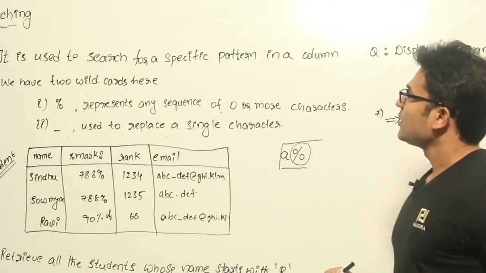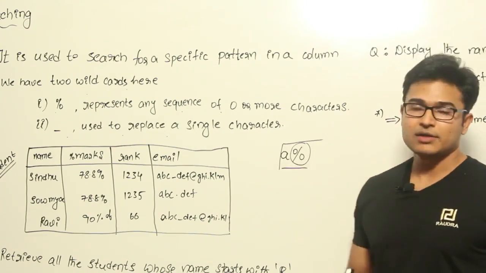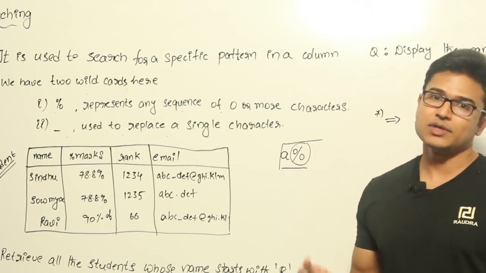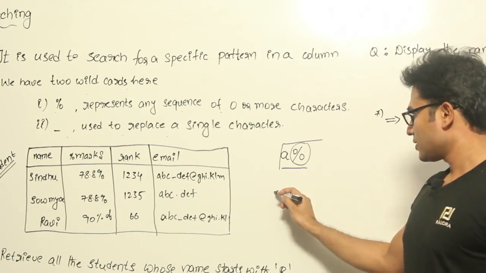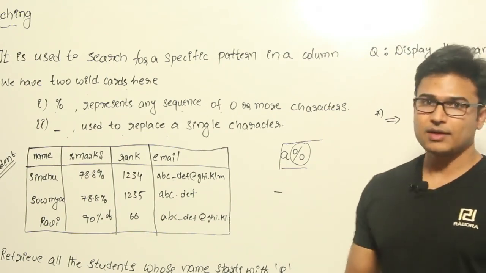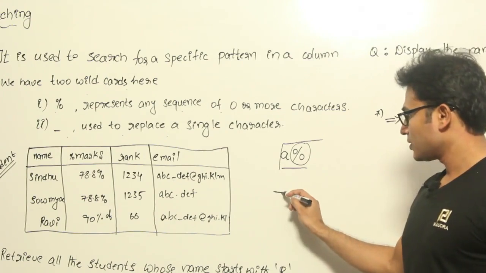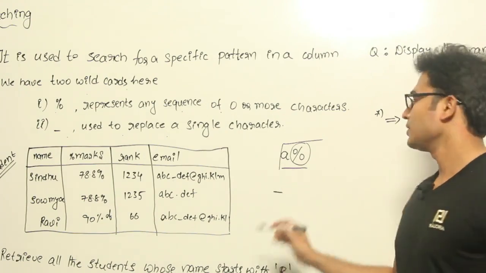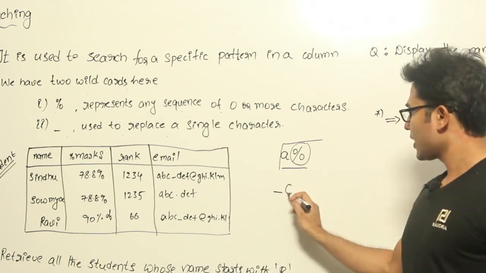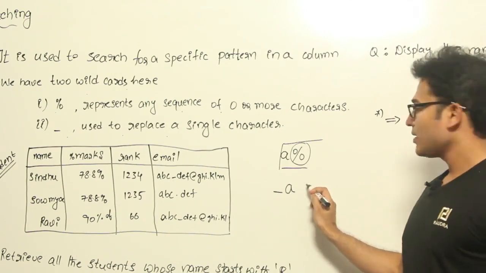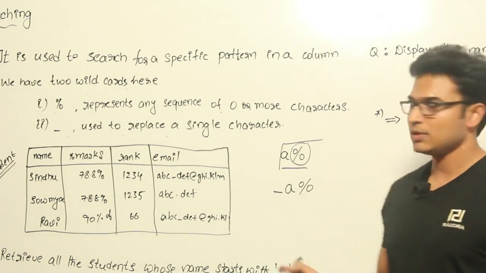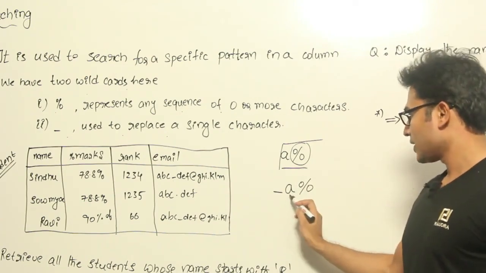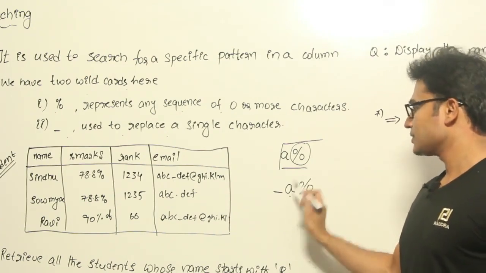Now let us say you want to specify that the second character has to be A in a name. Then how we could specify is, the first character is anything, right? One underscore will represent that one character. The first character can be anything, and the second character has to be A, and the remaining can be 0 or more characters. In this case, the second character in the name is A.